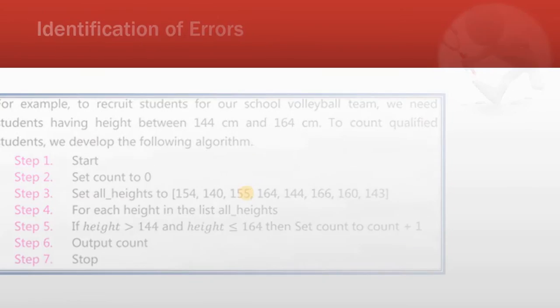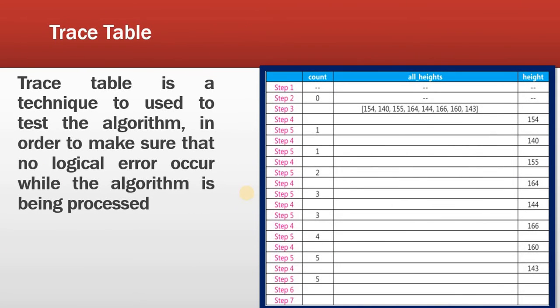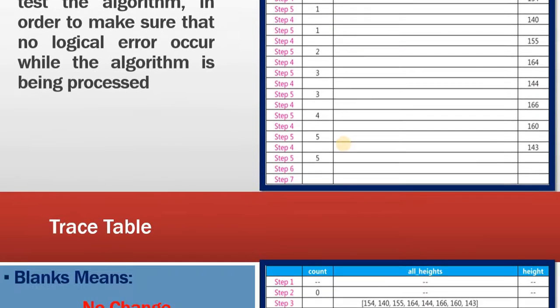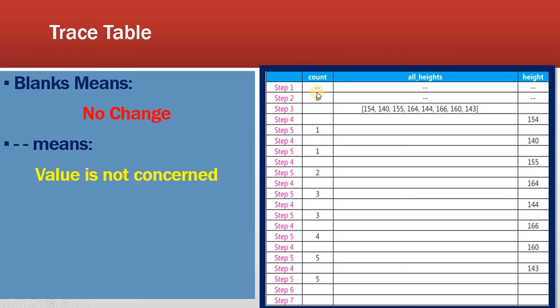Now come to the next topic, that is trace table. A trace table is a technique which is used to test the algorithm in order to make sure that no logical error occurs while the algorithm is being processed. Okay. This table is usually in the form of a multi-column and multi-row table as you see in your slide. In this table you see that these are dashes. Dashes mean the value is not concerned, and the blank spaces which you see in your table mean there is no change.